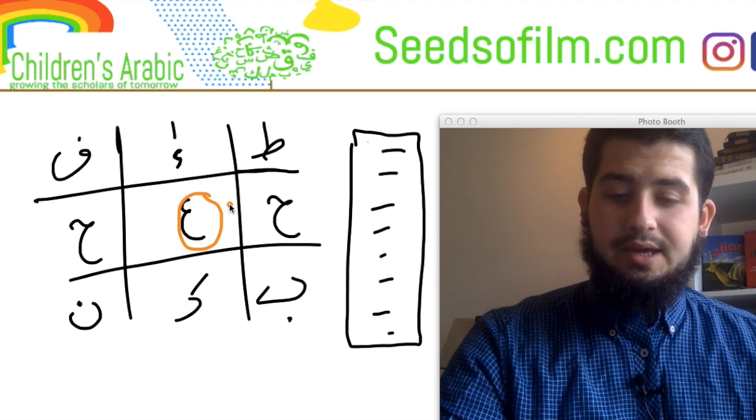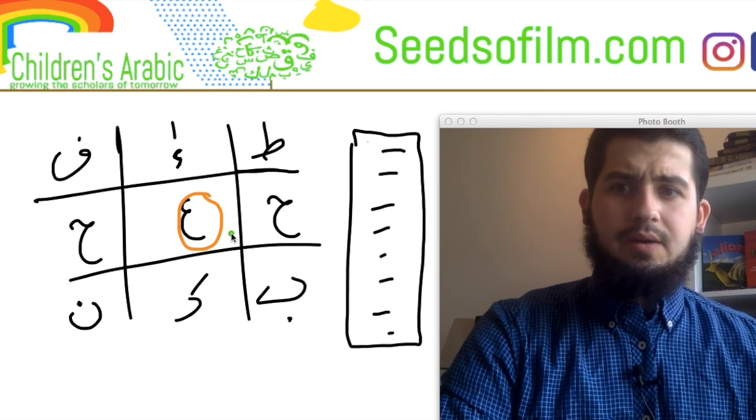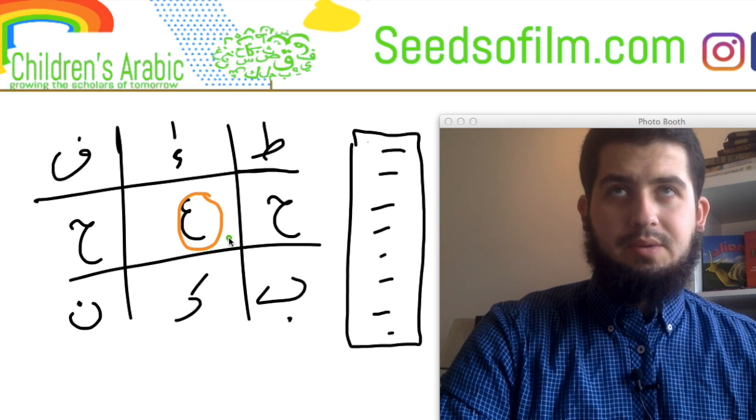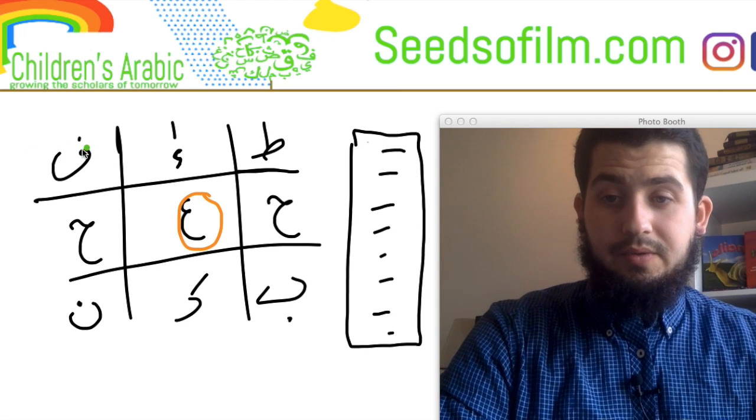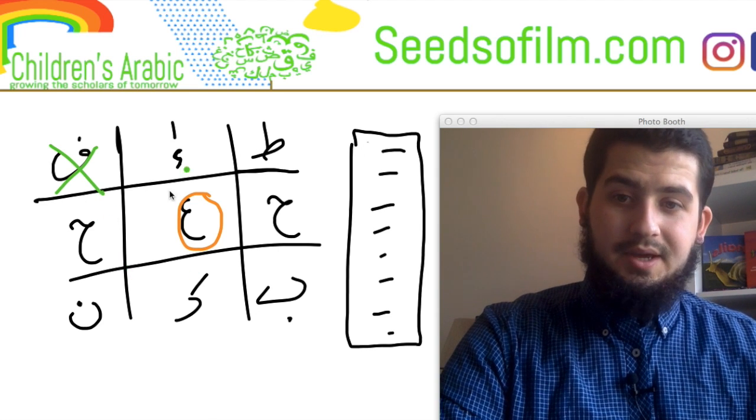And then next child, I'll do it in another colour so we can see the difference. They remember, okay, when I was at Madrasa the other day, we read Surah Al-Fil. So I know that fa stands for fil. Then they'd get their cross in there. And so on and so on.